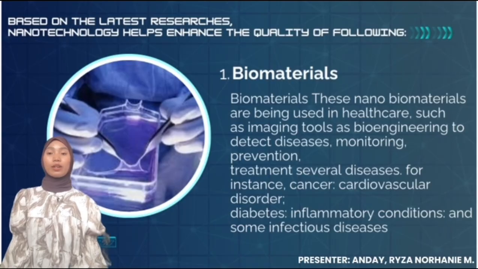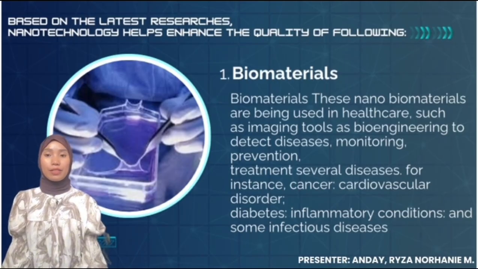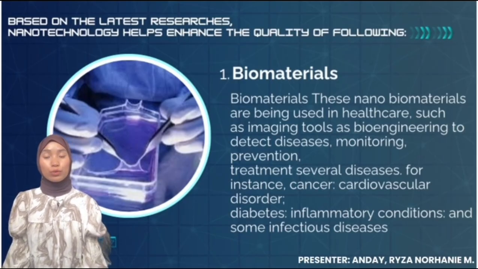So first, let's talk about biomaterials. Bio means life, materials means a state of matter. These nanobiomaterials are being used in healthcare such as imaging tools, as bioengineering to detect diseases. It means they can manipulate things in the medical field. They can diagnose cancer, HIV, and other diseases. This is a good example of biomaterials because they are using tools to diagnose those diseases and also to treat those illnesses.